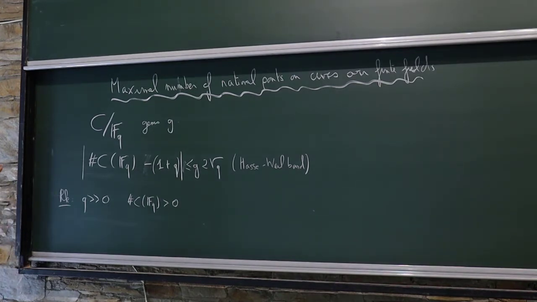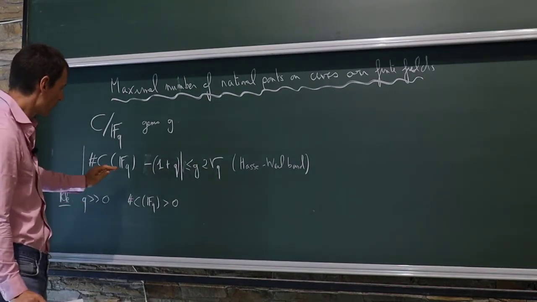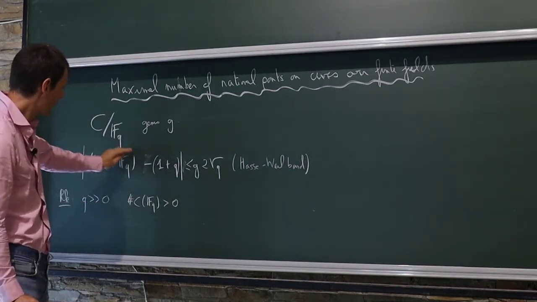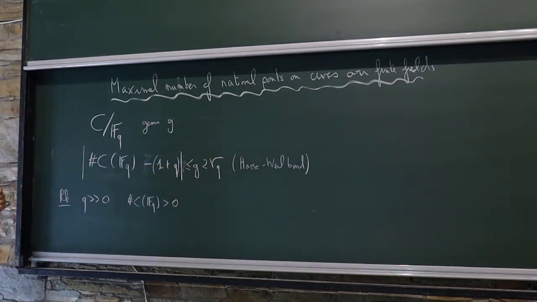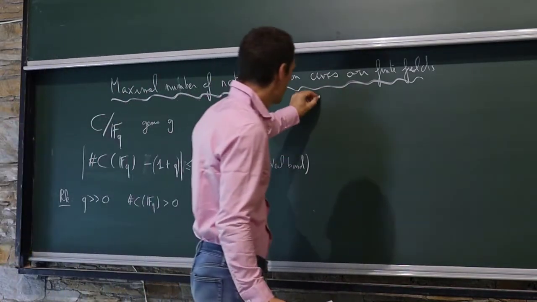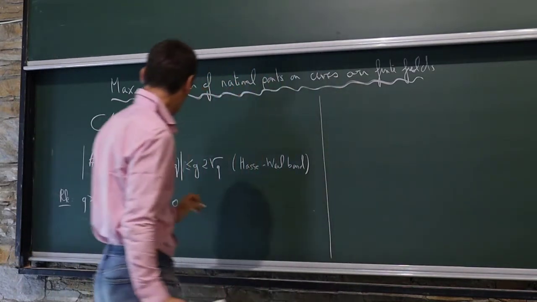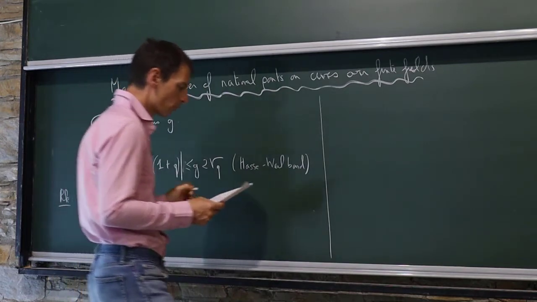But the topic is more about how close the number of points of C over F_q can be to the upper bound. We have an upper bound, and we have to ask: is it reached? If it's not reached, what is the maximum? For long, it was thought that it was mostly optimal, but as we will see, it's not that easy.